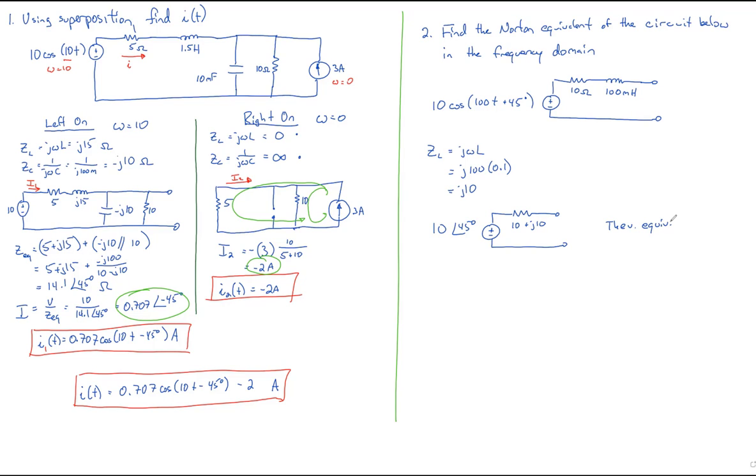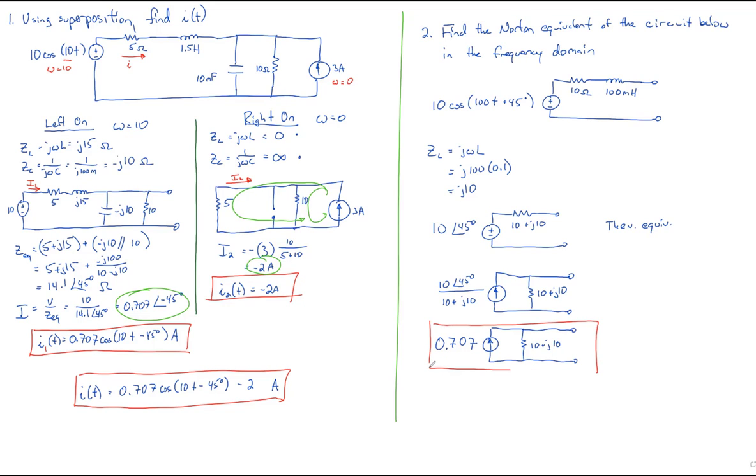And now let's source transform that to find the Norton equivalent. We'd have, by Ohm's law, the voltage divided by the impedance. And since the plus is on the top, the arrow will come out of the top. And we can simplify this in our calculators to come up with this answer. So this looks like it's a complex number, but in fact, it's purely real. And that is the Norton equivalent.